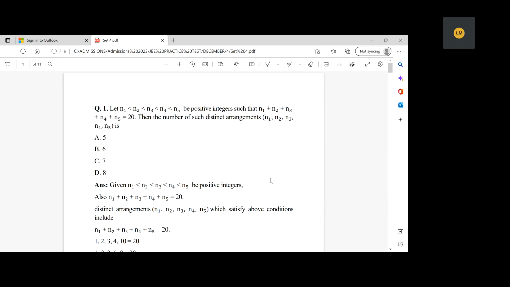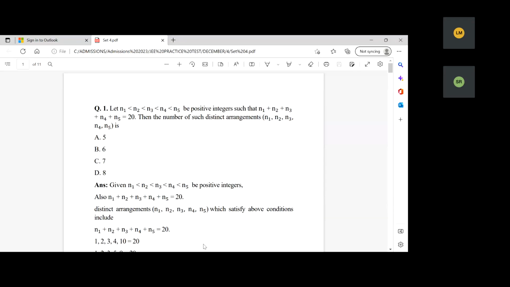So all the questions which we are going to discuss today are previous year AEEE or maybe previous JEE questions. So this is the first question. I'll just read out question number one. You can start doing it. You can start finding out the arrangements. And I hope everybody is on mute.